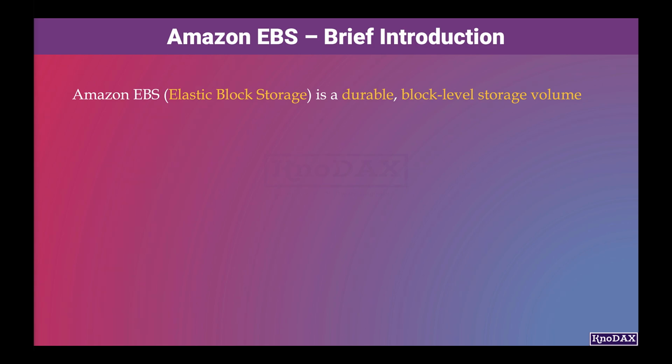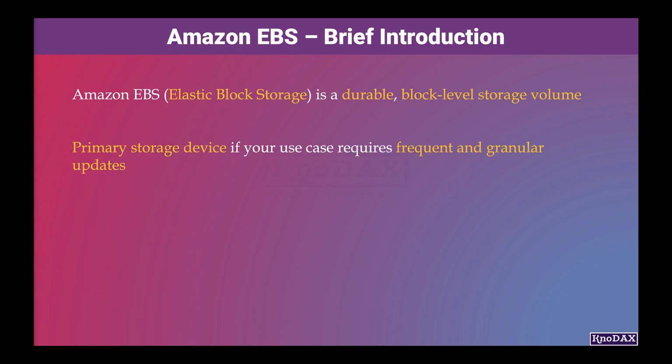In this video, we will talk about EBS volume, which is a durable storage option. The other one we will talk about is instance store volume, which is transient storage. You can use Amazon EBS as a primary storage device if your use case requires frequent and granular updates. For example, Amazon EBS is the recommended storage option for running databases on Amazon EC2.